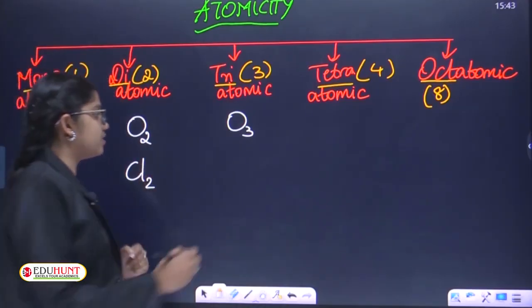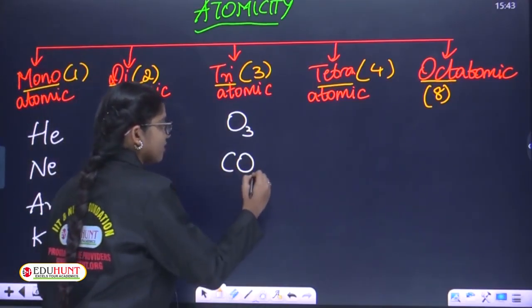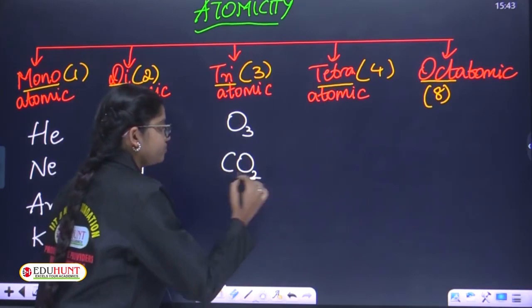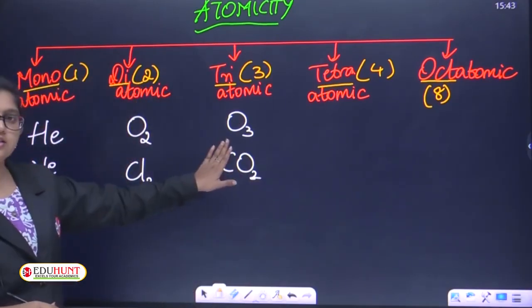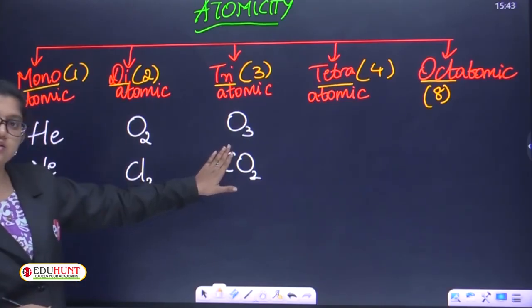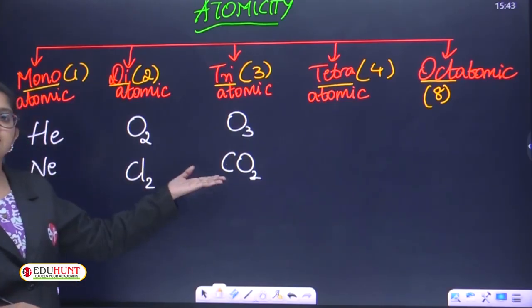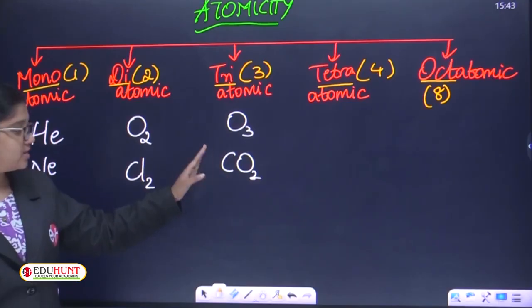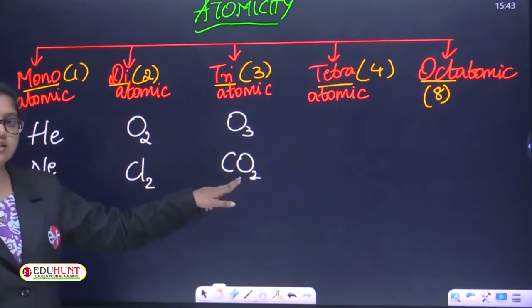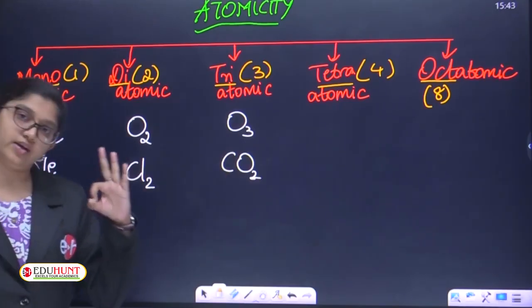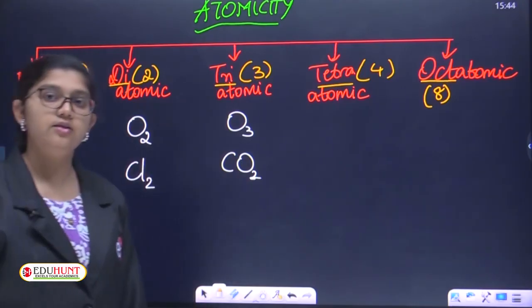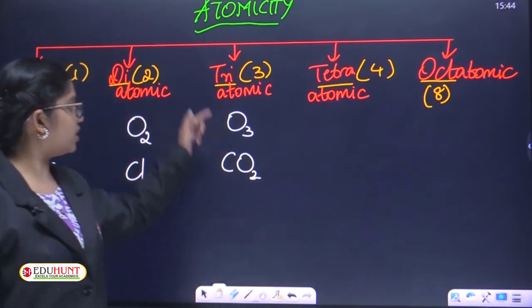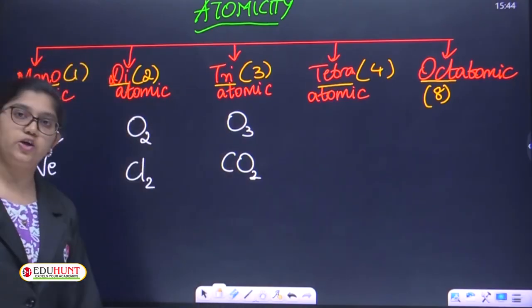Let me give you one more interesting example. CO2. Ma'am, why CO2? If I see O, it's only having 2, right? Where's the other one? Here it goes. The C, carbon, is also an atom. So, 1 carbon plus 2 oxygens gives rise to 3 atoms. We have 3 atoms in the carbon dioxide formula, so here also it belongs to triatomic.